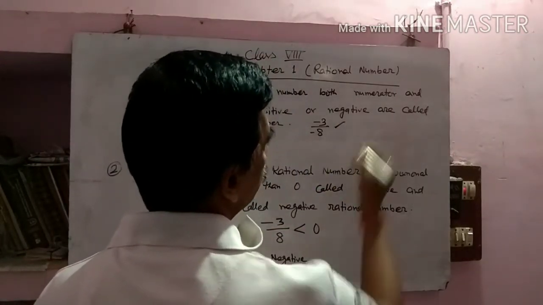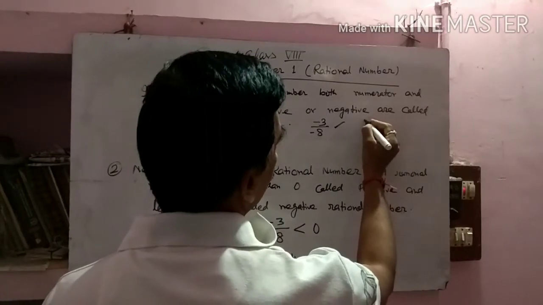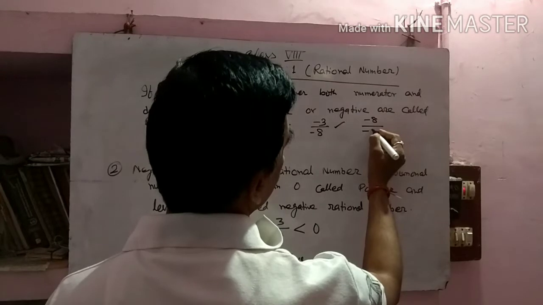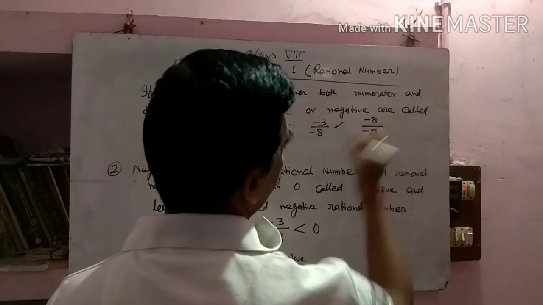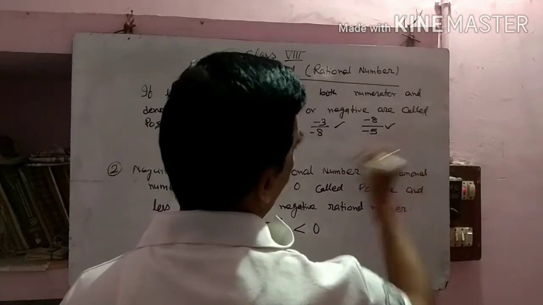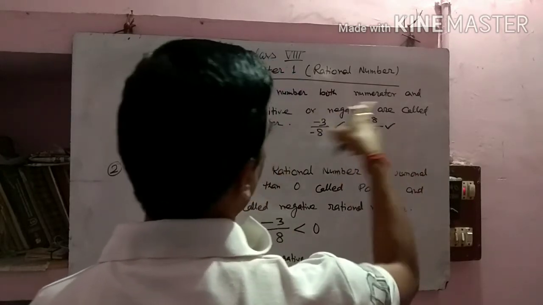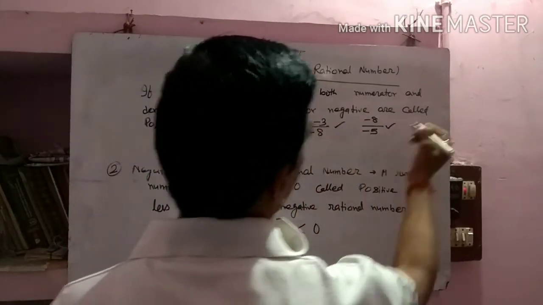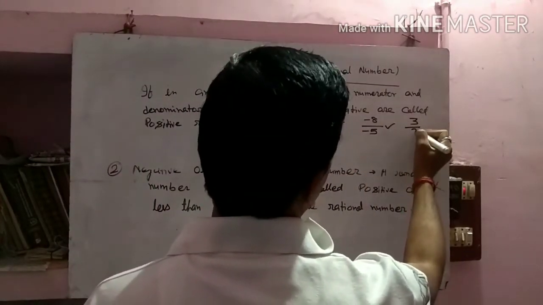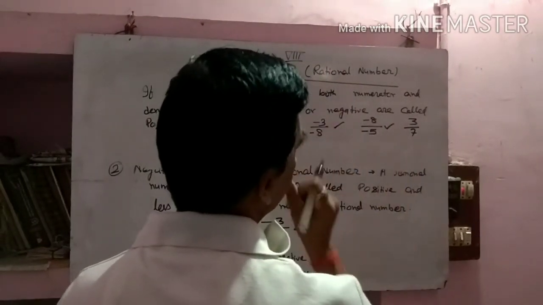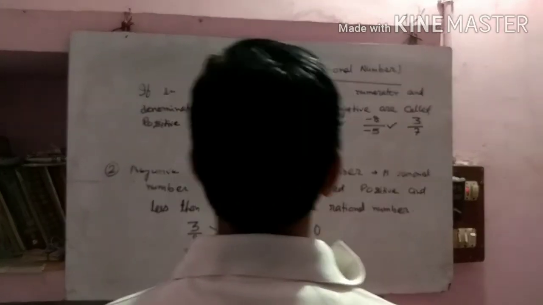A number is written like minus 8 by minus 5. Both numerator and denominator have negative signs, so this is also a positive rational number. Or if numerator and denominator are both positive or both negative, and similarly 3 by 7, both are positive, then this type of number is a positive rational number.